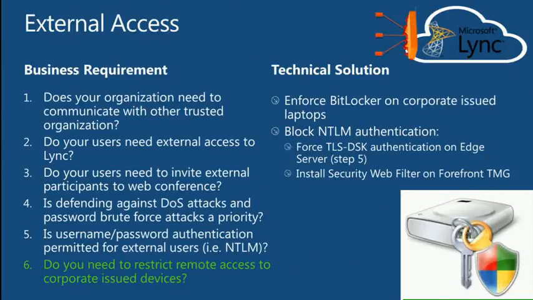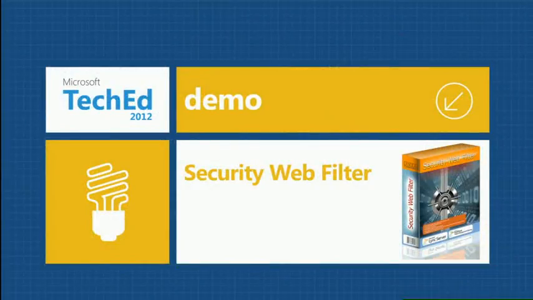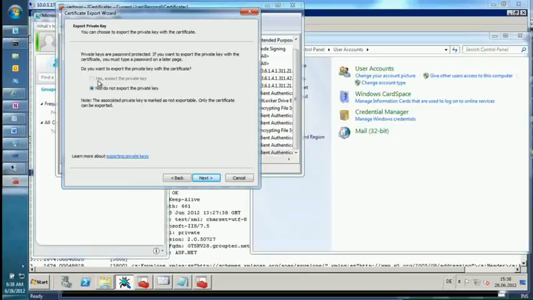And then you can block NTLM authentication, forcing TLS-DSK authentication on the Edge server, which I showed you on the previous slide. And to also block NTLM authentication on the reverse proxy, you can use something like the security web filter for that. But again, keep in mind that web services or Lync mobile clients will not be able to log in. All right, let's take a look at the security web filter.